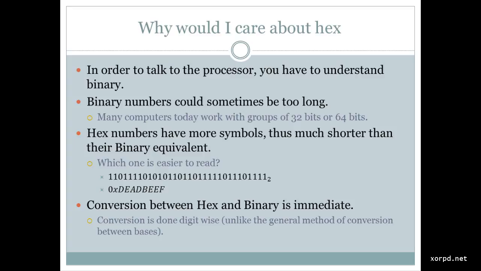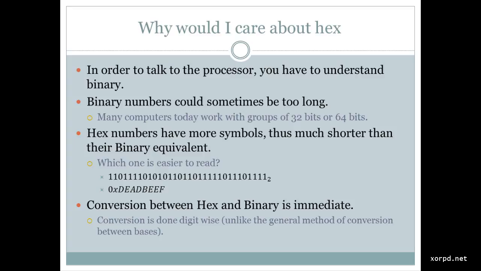Hex numbers have more symbols, thus they are much shorter than their binary equivalent. This is key. Hex numbers really have more symbols, and in the beginning it could be very strange to look at letters and think about them as numbers. However, hex numbers are usually much shorter. Let's look at an example.